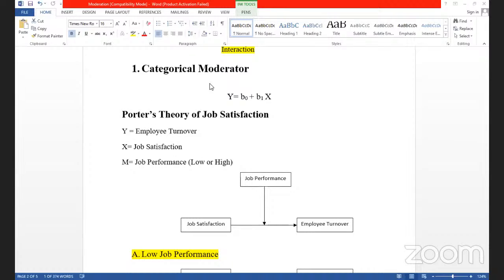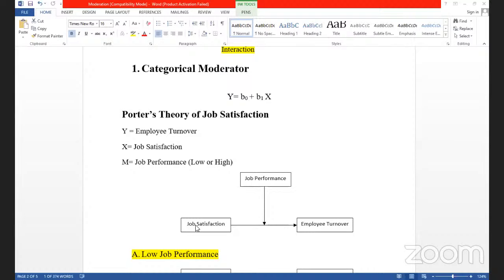So in the categorical moderator, Porter's theory of job satisfaction says that if people are less satisfied in the organization, they leave the job. It means there is a negative relationship between employee turnover and job satisfaction. High job satisfaction, low employee turnover. Low job satisfaction, high employee turnover. So the relationship between the two is an inverse relationship.